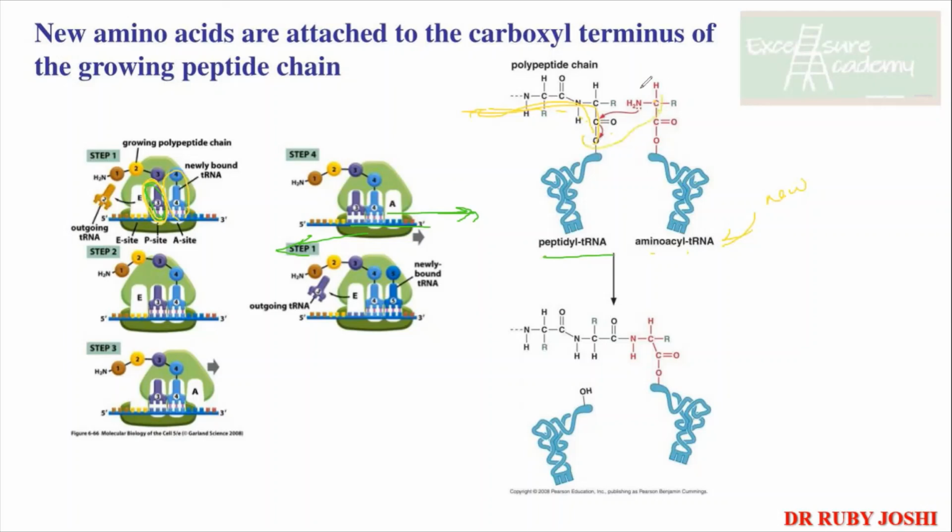So a peptide bond is formed between the amino group of the incoming amino acid and the carboxyl group of the previous amino acid. Correct? You can see it over here. So अब क्या हुआ? जो आपका peptidyl tRNA था, that is free now to leave the ribosome, and the aminoacyl tRNA will get shifted to the peptidyl site, and again this process will repeat till the stop codon is reached. इतना clear है basics of translation?